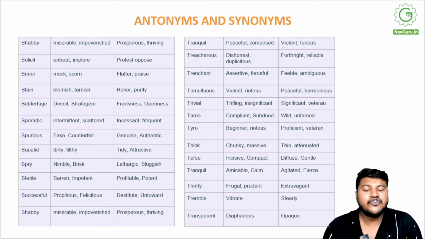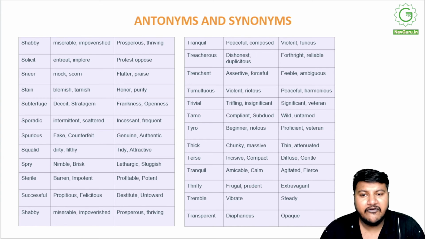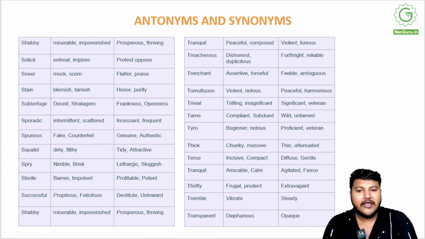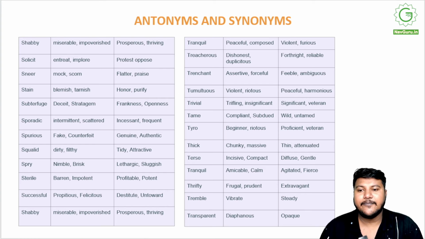Moving on, we have shabby, that means miserable or impoverished, while its opposite is prosperous or thriving. Solicit, entreat, or implore; protest, oppose. Sneer, mock, scorn, flatter, praise. Stain, blemish, tarnish, honor, purify. Subterfuge, deceit, stratagem, frankness, openness. Sporadic, intermittent, scattered, incessant, frequent.